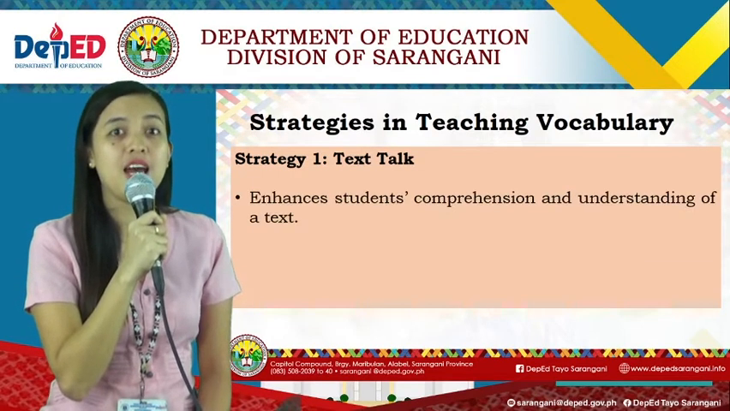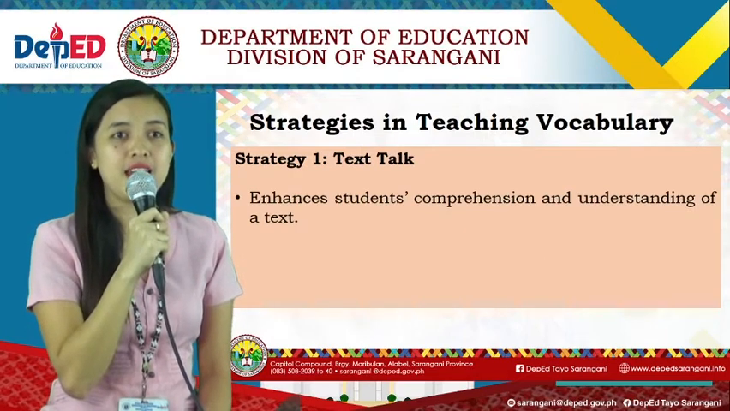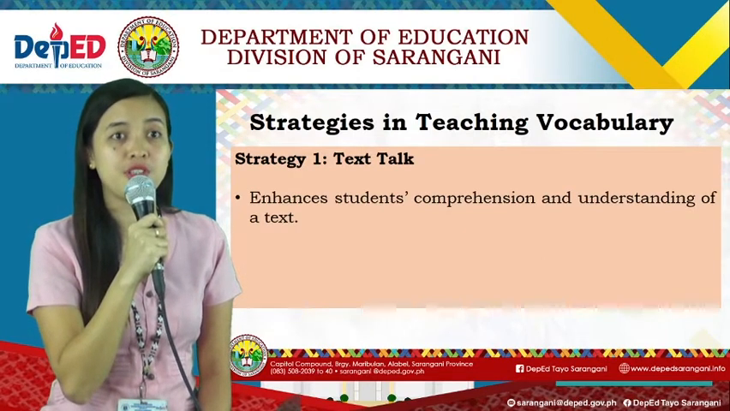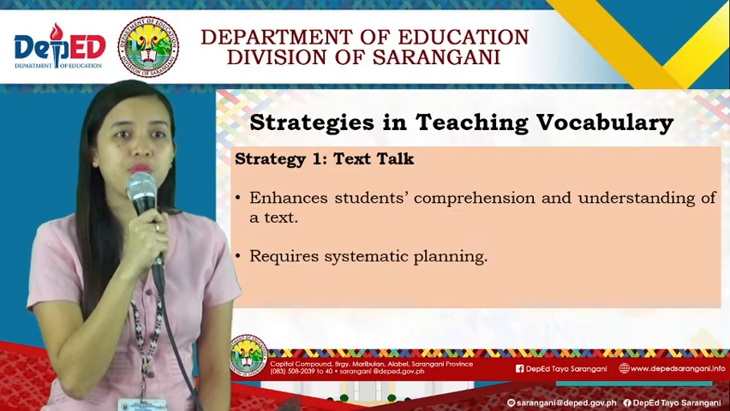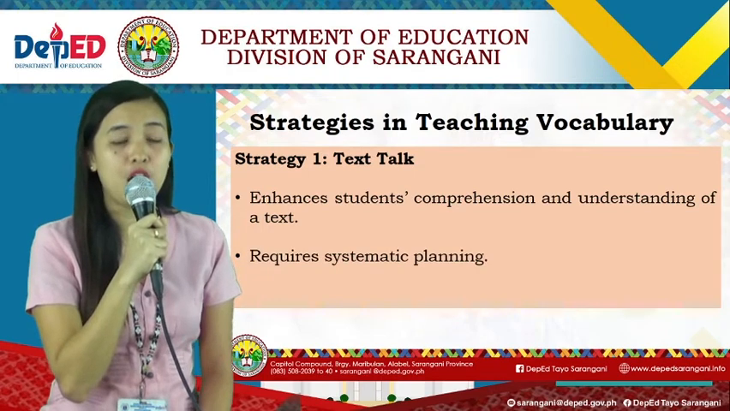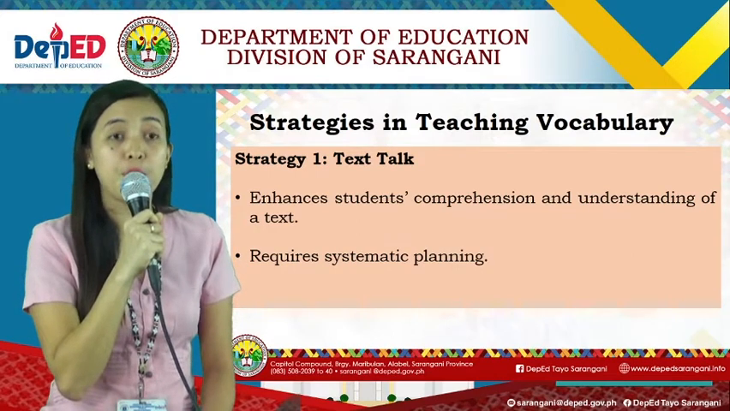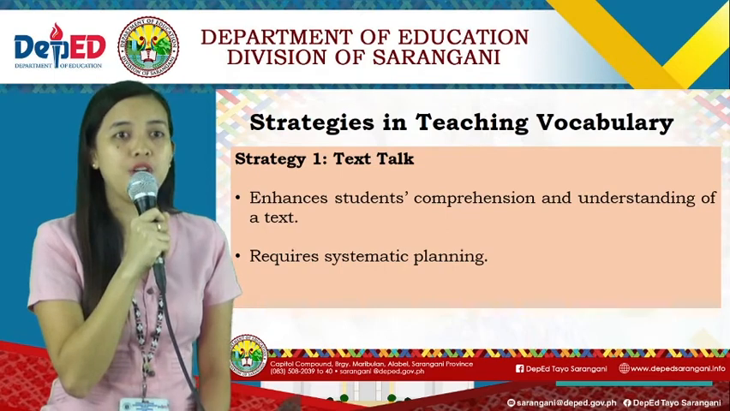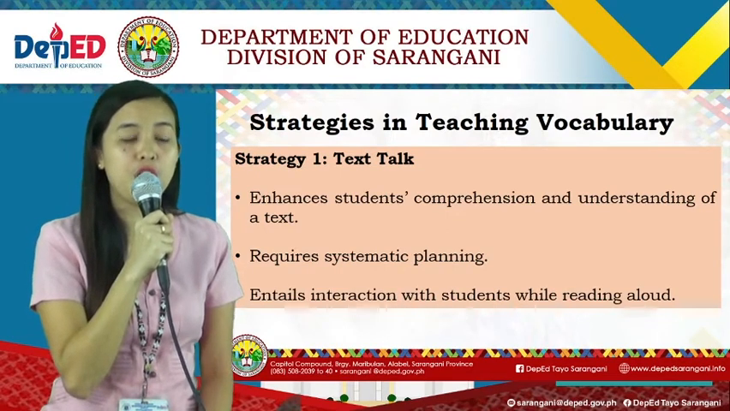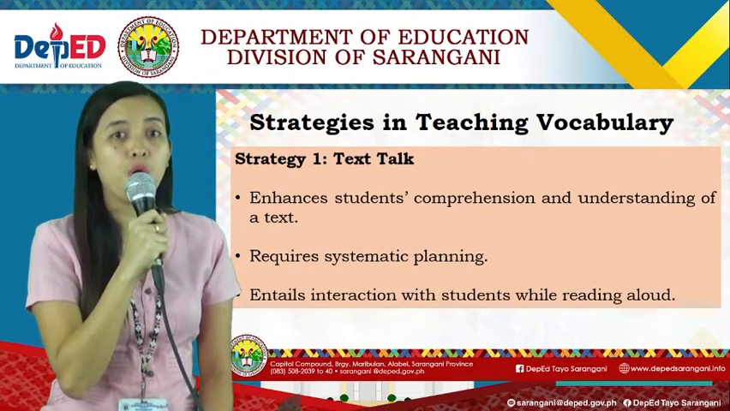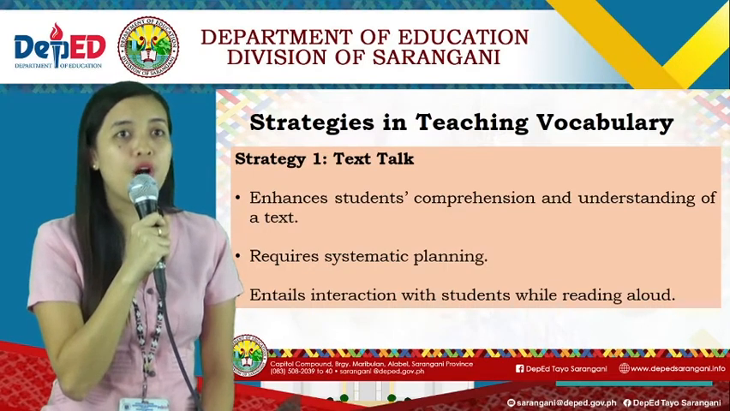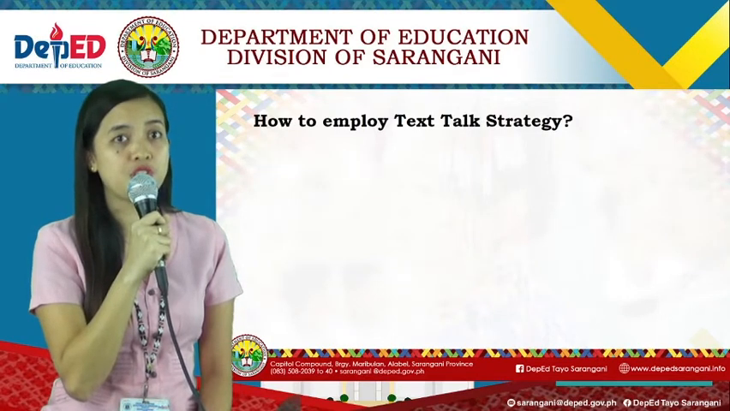So this is the text talk. This enhances students' comprehension and understanding of a text, of a selection or a paragraph or a story. This requires systematic planning. So why systematic planning? Because it has processes to follow so that it can be employed effectively. And of course, this entails interaction between the students and the teacher while reading aloud. So these are the 6 steps on how we can employ the text talk strategy.